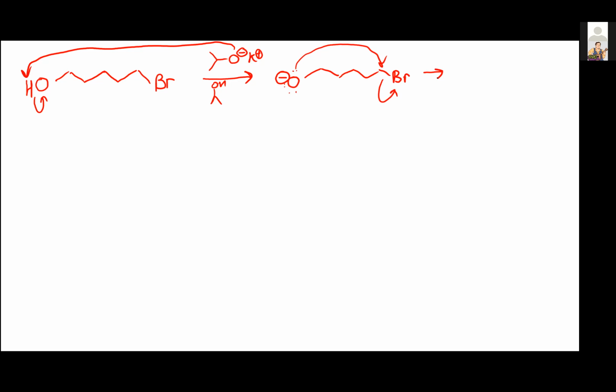Now, the way we can figure out if it does the intra is we're counting the number of atoms that will be in the resulting ring. And if it's a reasonable number, like 5 or 6, 7 if we're feeling lucky, the intra is going to be a lot faster than the inter. 1, 2, 3, 4, 5, 6. I like 6. And we have the intramolecular reaction.